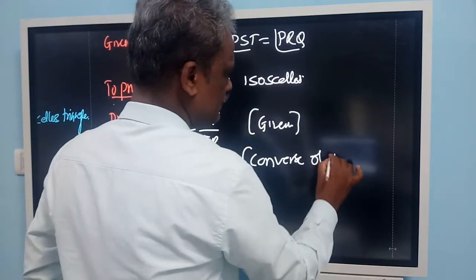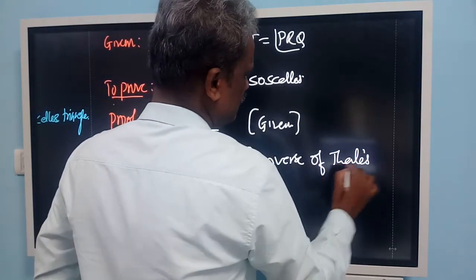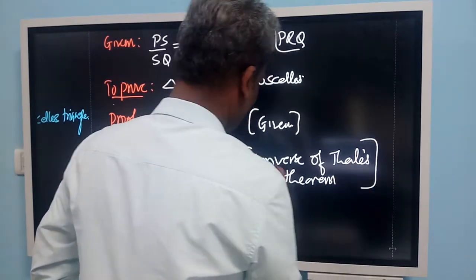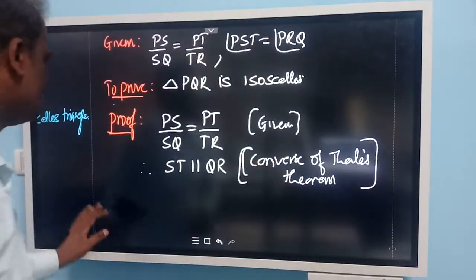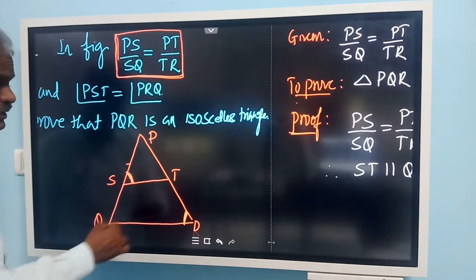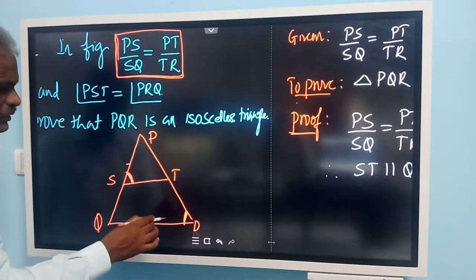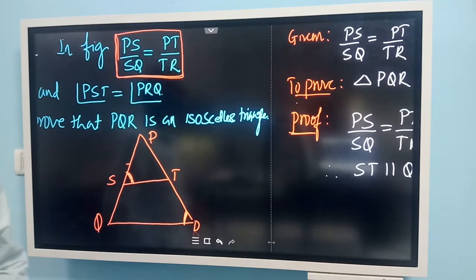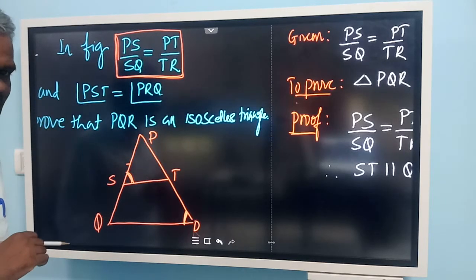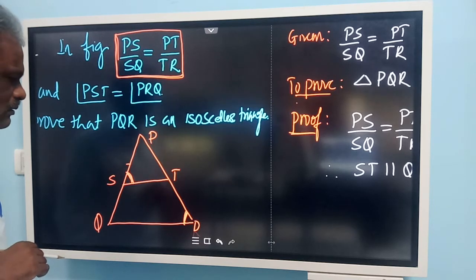Converse of Thales theorem. This is the second theorem we proved in this chapter. Once you proved ST is parallel to QR, if ST is parallel to QR, then you can write the corresponding angles are equal. Can you tell me one pair of corresponding angles which are equal? Identify.